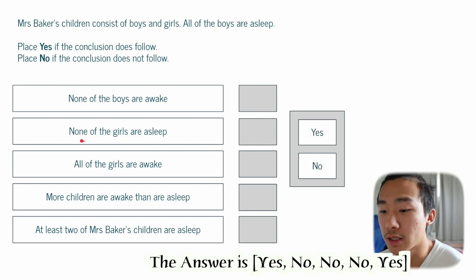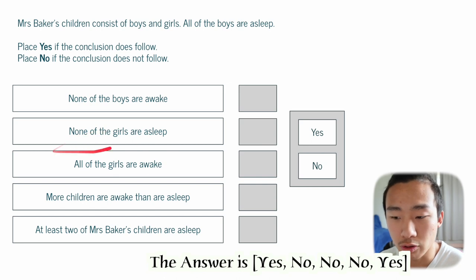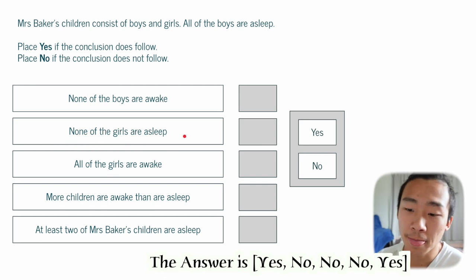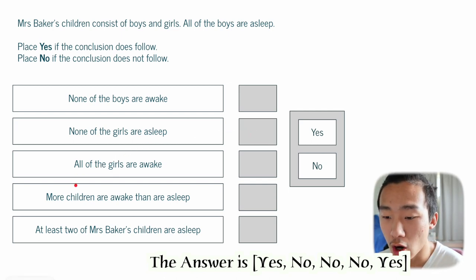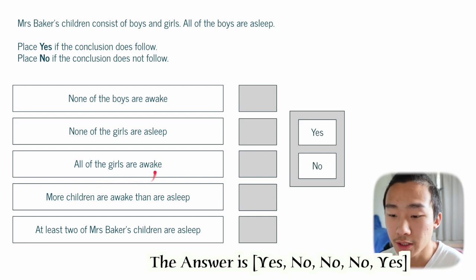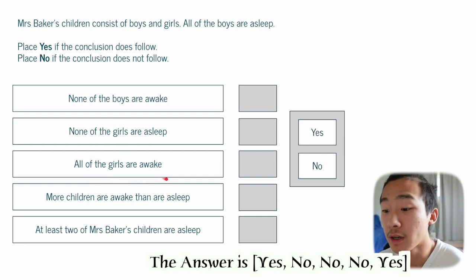And the next one is none of the girls are asleep. If you translate that into percentage, it'll be 0% of girls are asleep. We have nothing about the sleeping status of the girls, so this will be a no. It might be true, but it might not be. And the next one is all of the girls are awake. Same as the one above, 100% of the girls are awake, which will be a no because we know nothing about girls.